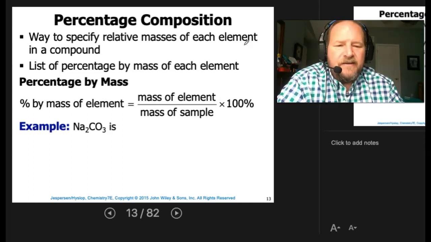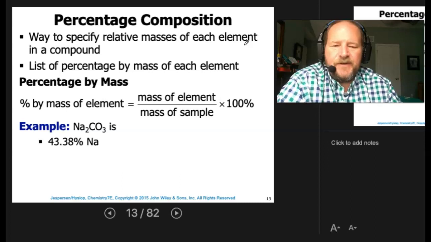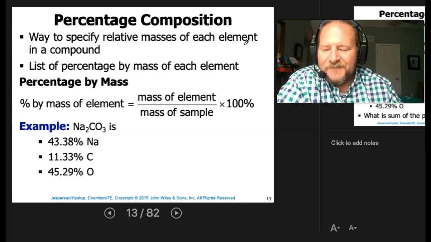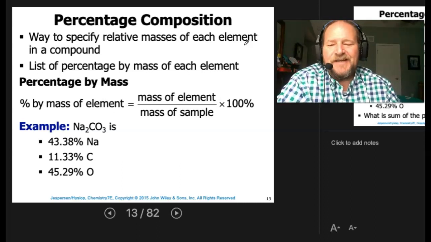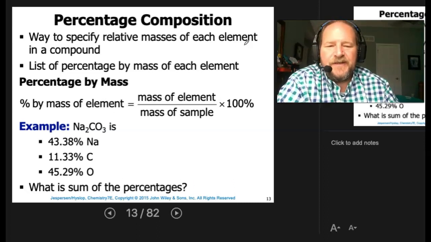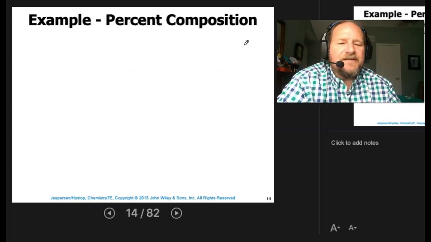Sodium carbonate then is going to be what? Well, 43.38% sodium, 11.3% carbon, and 45.29% oxygen. Now, if I sum up all those percentages, what should it be? Well, it should be 100%, right? All right, so let's take a look at how we're going to do this.